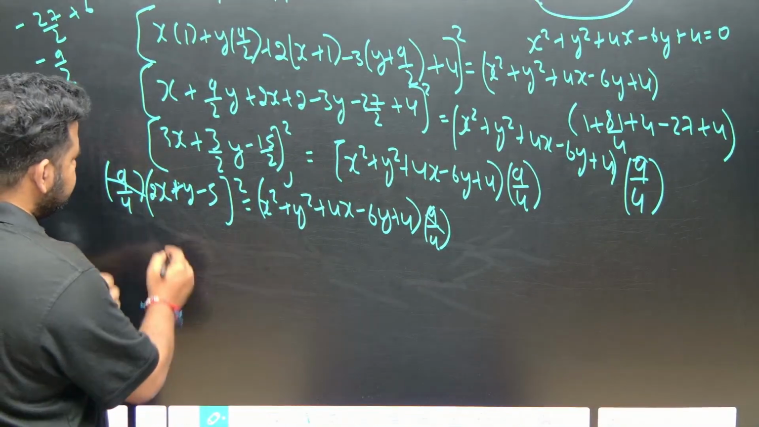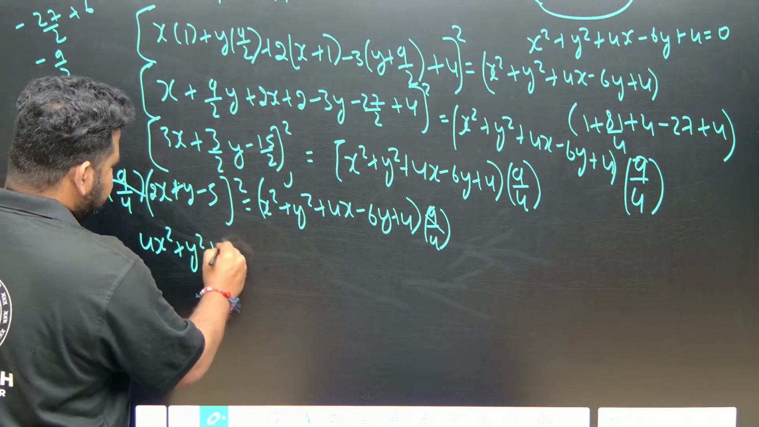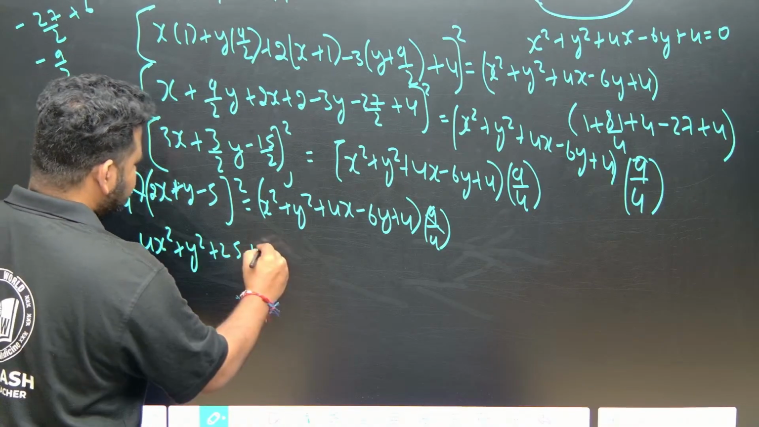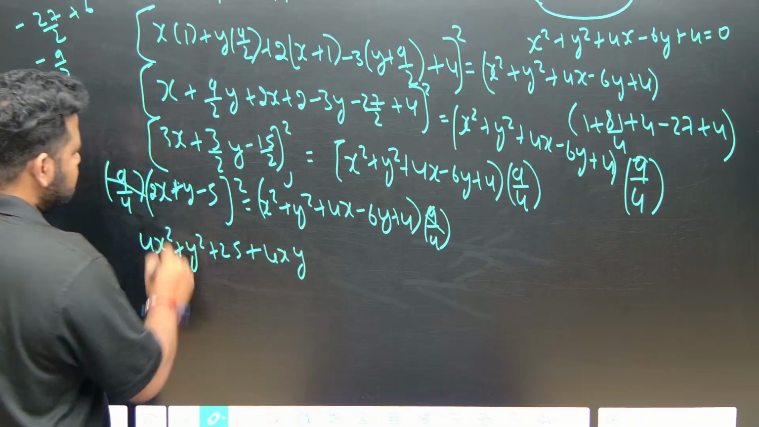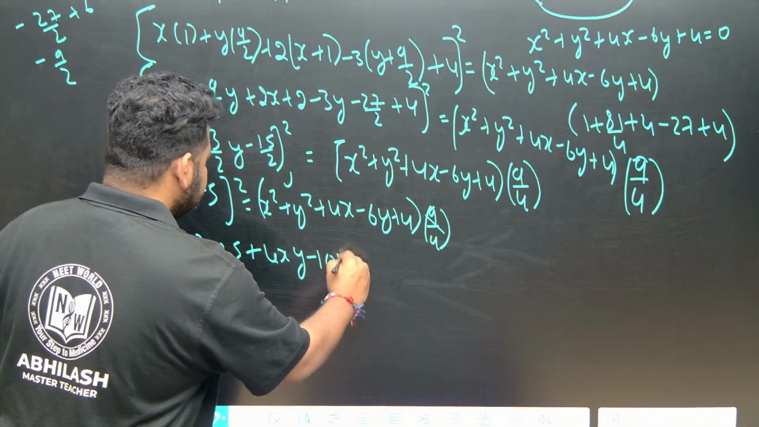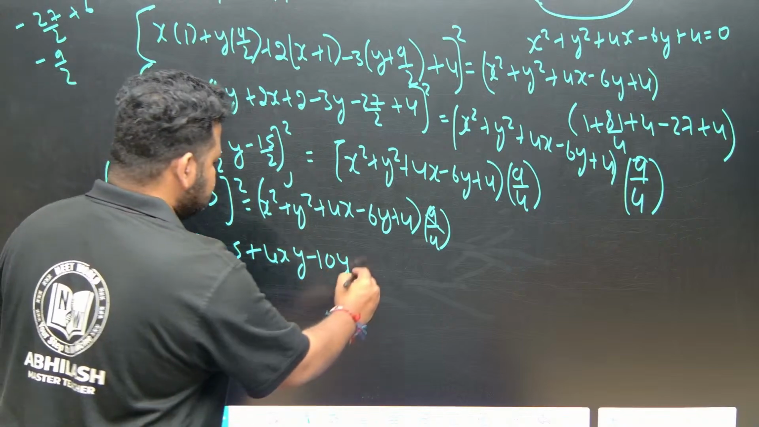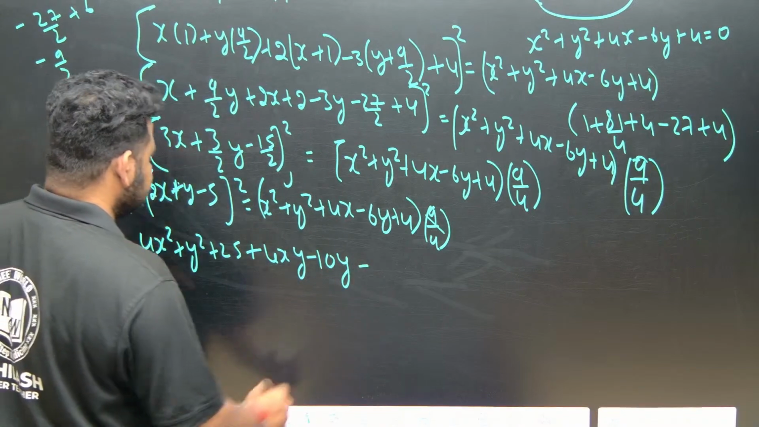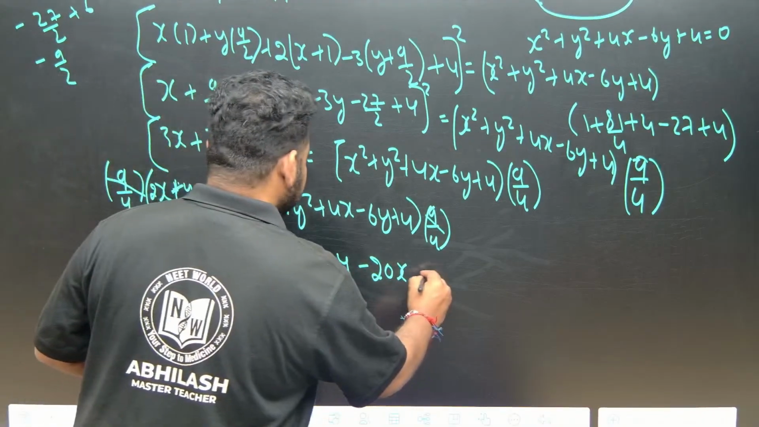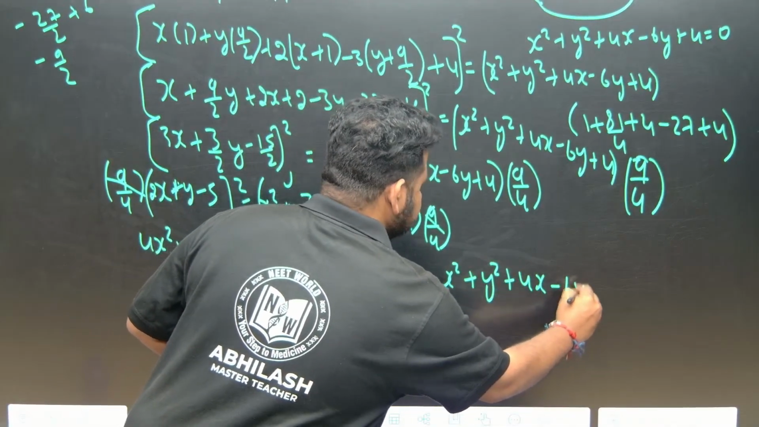So this will be 4x square plus y square plus 25. Then 2 into 2, so 2x into y is 4xy. Minus 2 into 5 is 10y, minus 5 twos are 10, 20, so this is 20x. This is equal to x square plus y square plus 4x minus 6y plus 4.